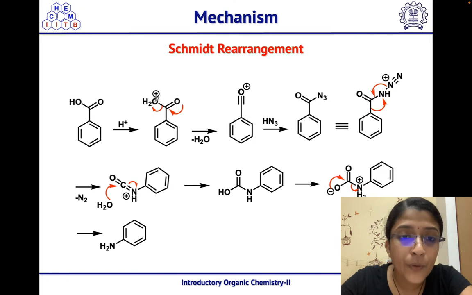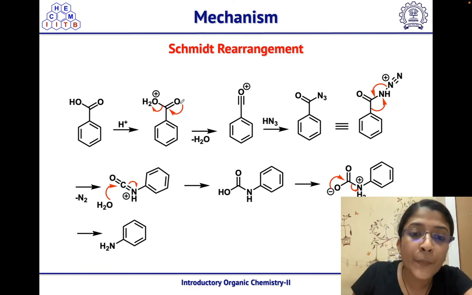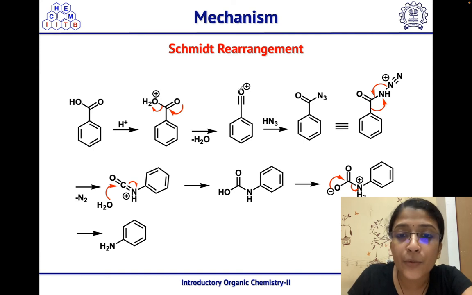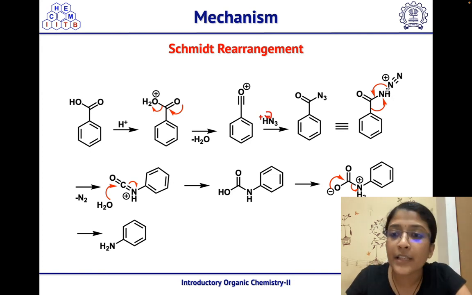So this will get protonated, and once the lone pair of oxygen falls down, this water molecule will get removed, and we will get an acylium carbocation kind of system. Then HN3 will be like H plus N minus. It will attack on this acylium carbocation and we will get this molecule. So there will be a negative charge on one of the nitrogen. It will abstract a proton and we will get a system like this.